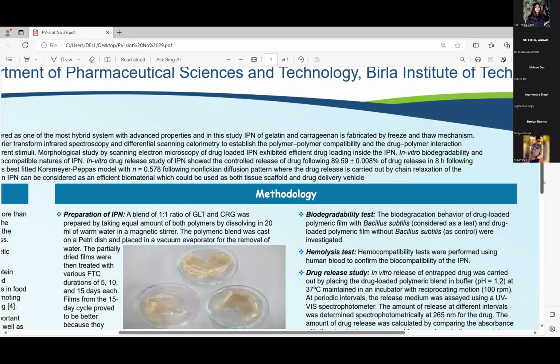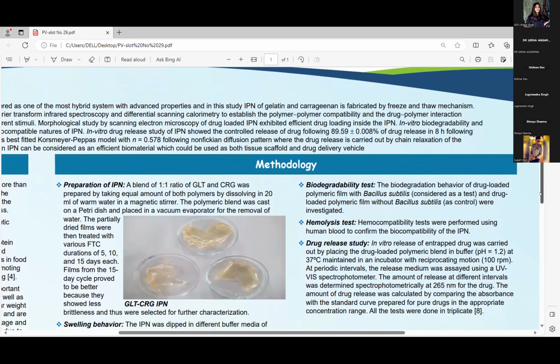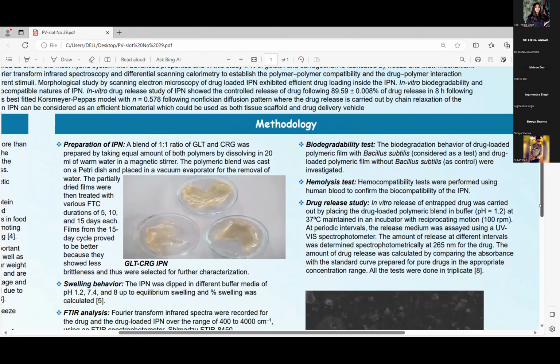Then a hemocompatibility test was also done with human blood, and it was found to be 0.51%, which clearly evidenced that the formulation is biocompatible.